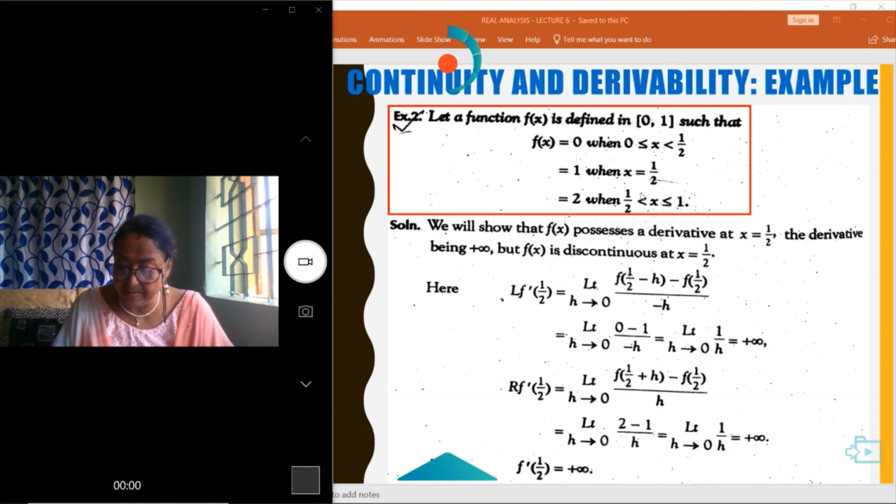Since the left hand limit is equal to the right hand limit, f'(0) is infinite, hence it is derivable. Next, to show the continuity, we check the left hand limit, right hand limit and the central value, and in all the cases the value comes out to be 0. Hence f(x) is continuous at x equal to 0, hence proved.